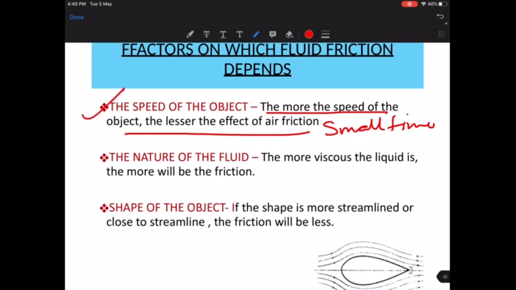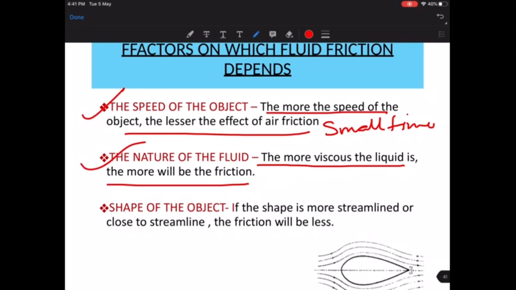Let us talk about the second point now, the nature of the fluid. The more viscous the liquid is, the more will be the friction. What do you mean by viscous? Let's say water and honey. Viscous means denser in a way. Which is denser, honey or water? Honey is denser, so honey is more viscous. This is a new word that you are probably learning today.